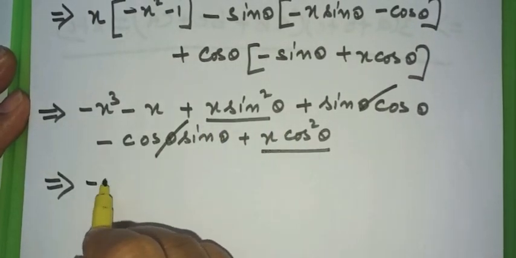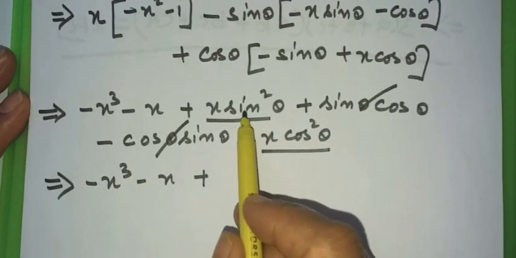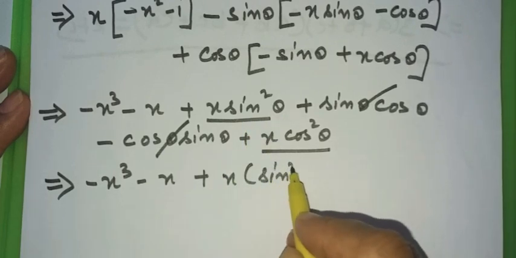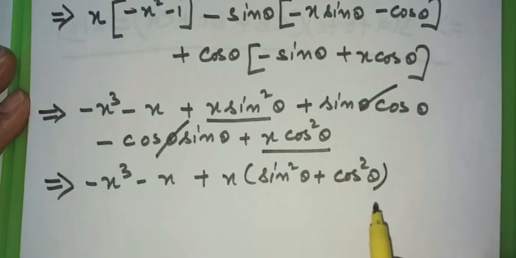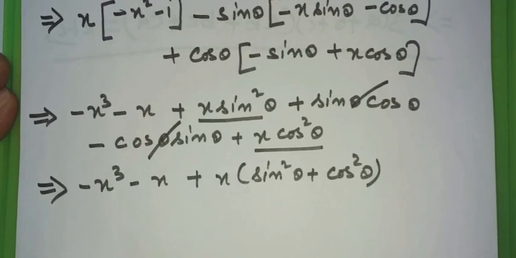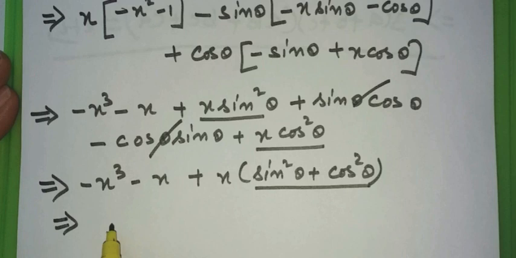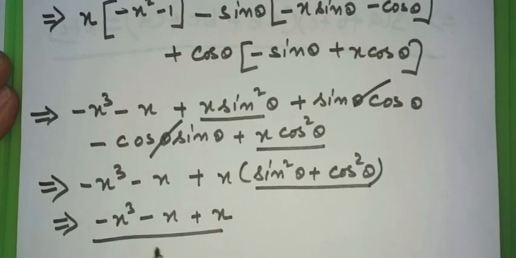So I get minus x cube minus x plus, from these two terms I can take x common, and I get sin square theta plus cos square theta, and as you know, sin square theta plus cos square theta is an identity and is equal to 1. So we are left with minus x cube minus x plus x. Now you can see, students, that the value of the given determinant is independent of theta, and hence proved.